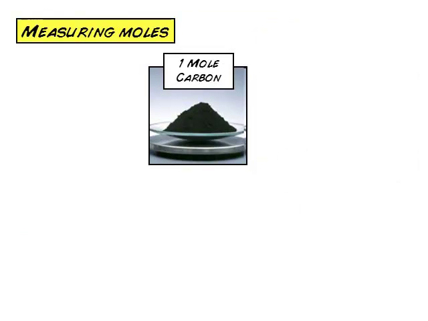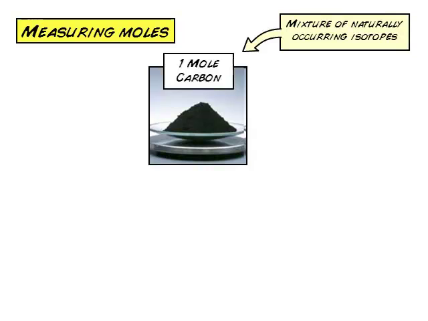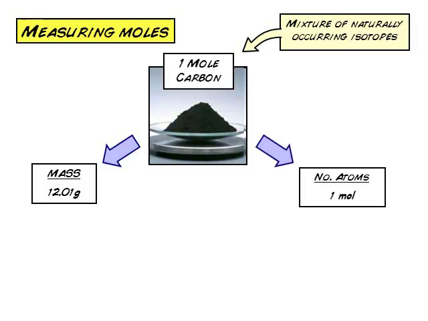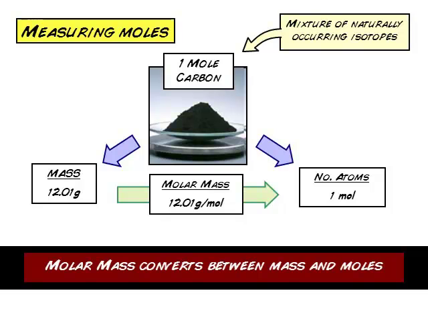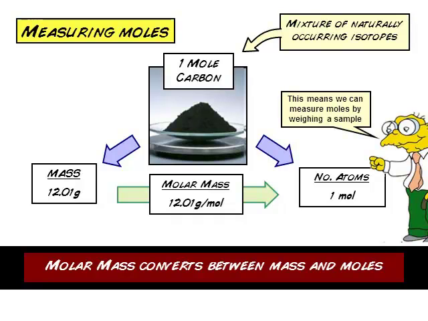Measuring moles. 1 mole of carbon, a mixture of naturally occurring isotopes, has a mass of 12.01 grams. The number of atoms is 6.022 times 10 to the 23, or 1 mole of atoms. The molar mass of carbon, the average molar mass, is 12.01 grams per mole. This allows us to convert between mass and number of atoms, or moles of atoms. Molar mass converts between mass and moles. This means we can measure moles by weighing a sample.